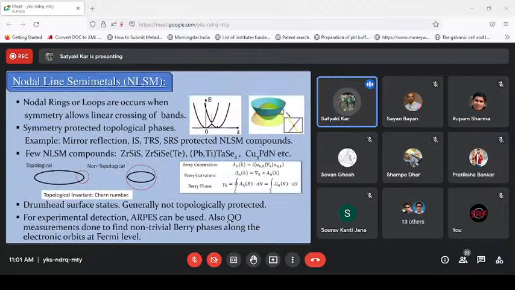Now they have some special characteristics, like these nodal loops are very robust. You cannot, by some local deformation, wipe out this nodal loop. You can change the shape of it, but you cannot just completely wipe it out because there is some symmetry attached to that. This is symmetry protected, and the symmetry can be inversion symmetry, time reversal symmetry, etc. These are typical systems which show these nodal rings in their spectra.